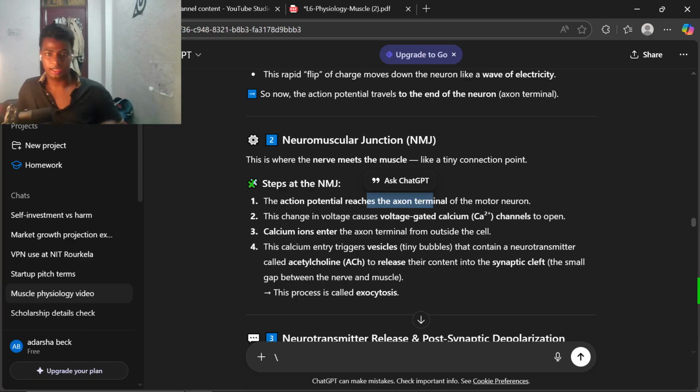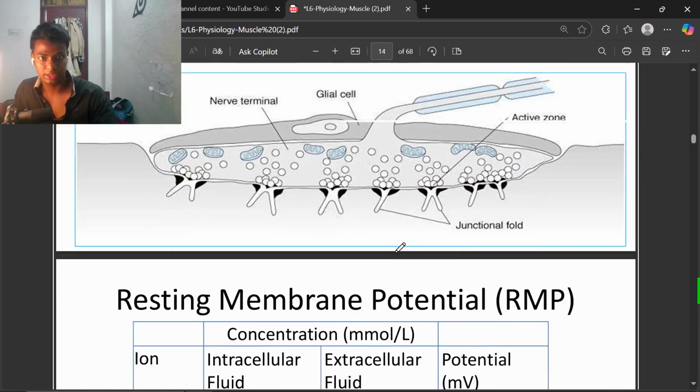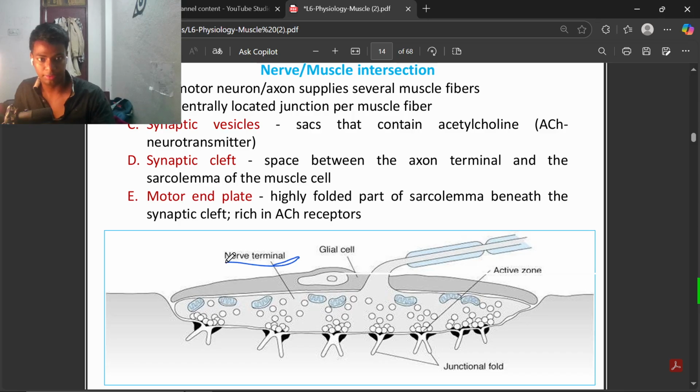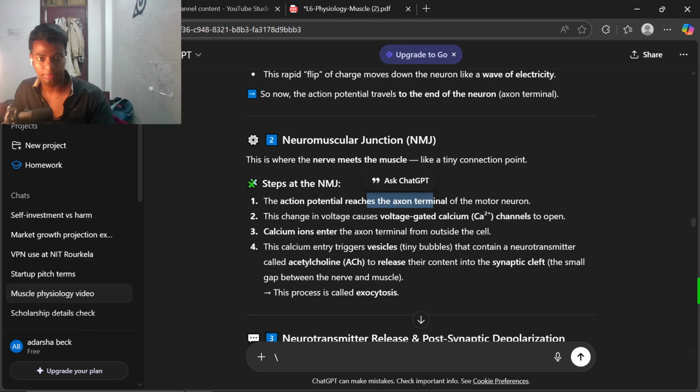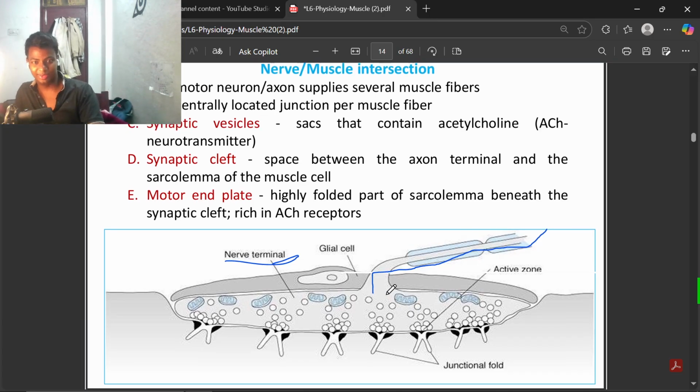And what happens is that the axon terminal has a lot of. Let me actually show you the axon terminal. This is really kind of understandable. Okay, this is the axon terminal, also called the nerve terminal. So what happened is that the action potential went like this. Then the calcium ion entered the axon terminal from outside the cell.